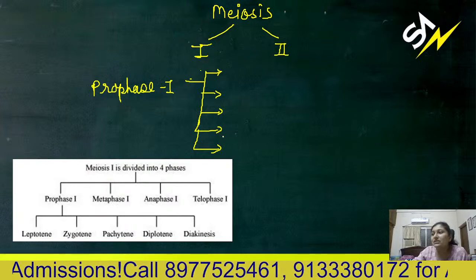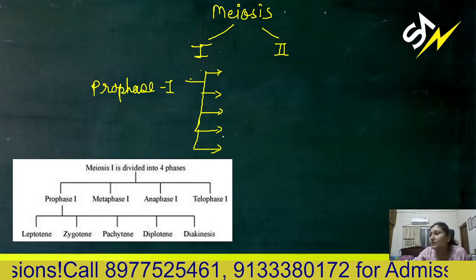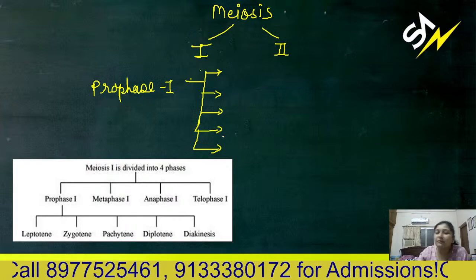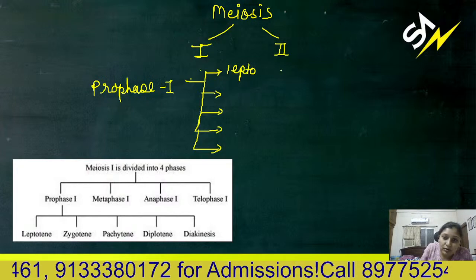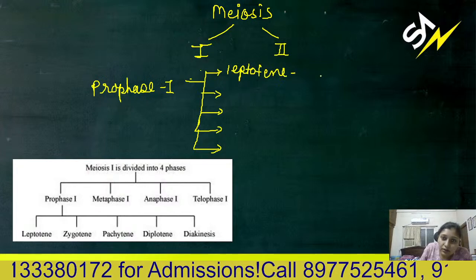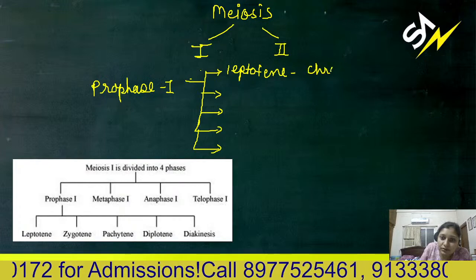Leptotene is the stage where the chromosomes gradually become visible under the microscope, just like prophase. The chromosome becomes visible here.